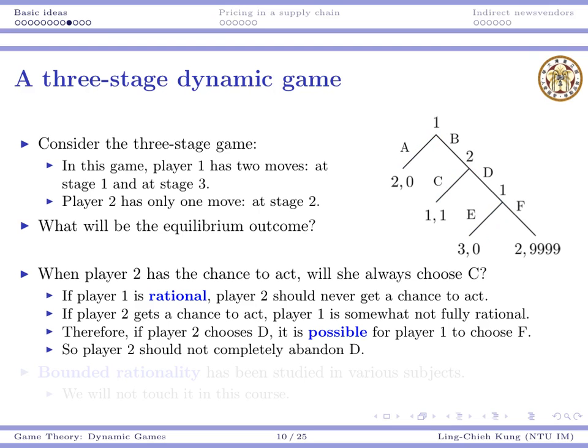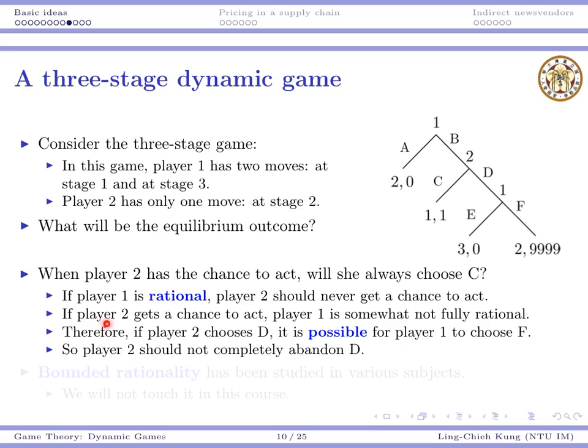However, for this particular game, we can make more discussions. We say that when player 2 has the chance to act, player 2 should choose C, right? But is it always the case? Is it really the case? Let's think about it. Suppose player 1 is rational. Then player 2 should never get a chance to act, right? So if you are player 2, you think about this. You think about player 1 and you understand that player 1 should choose A and you don't really get a chance to make a response.